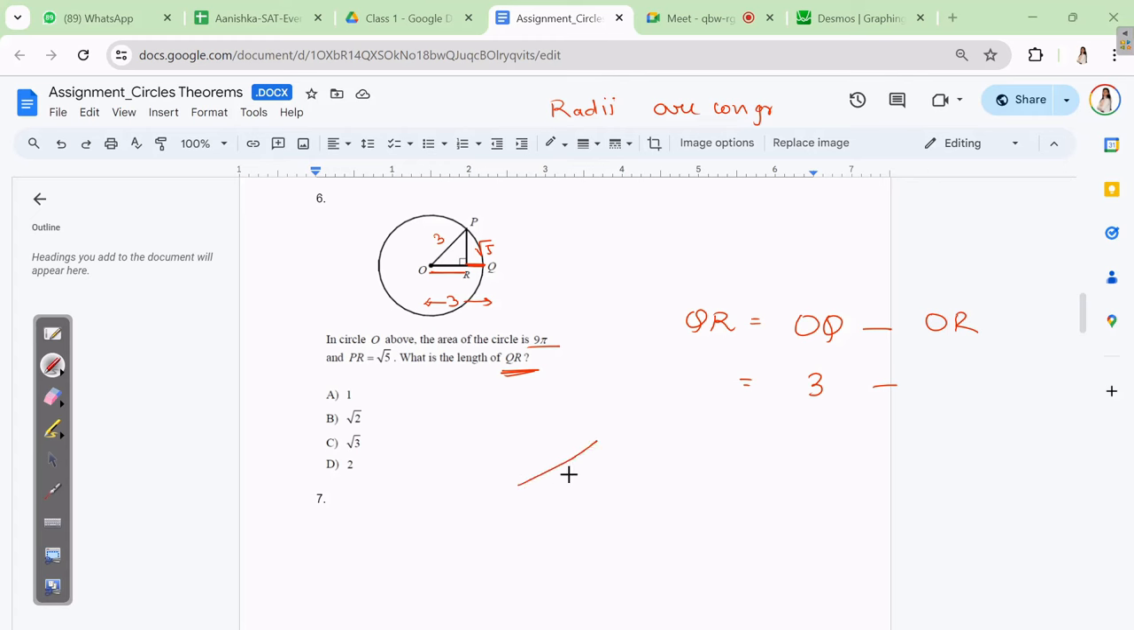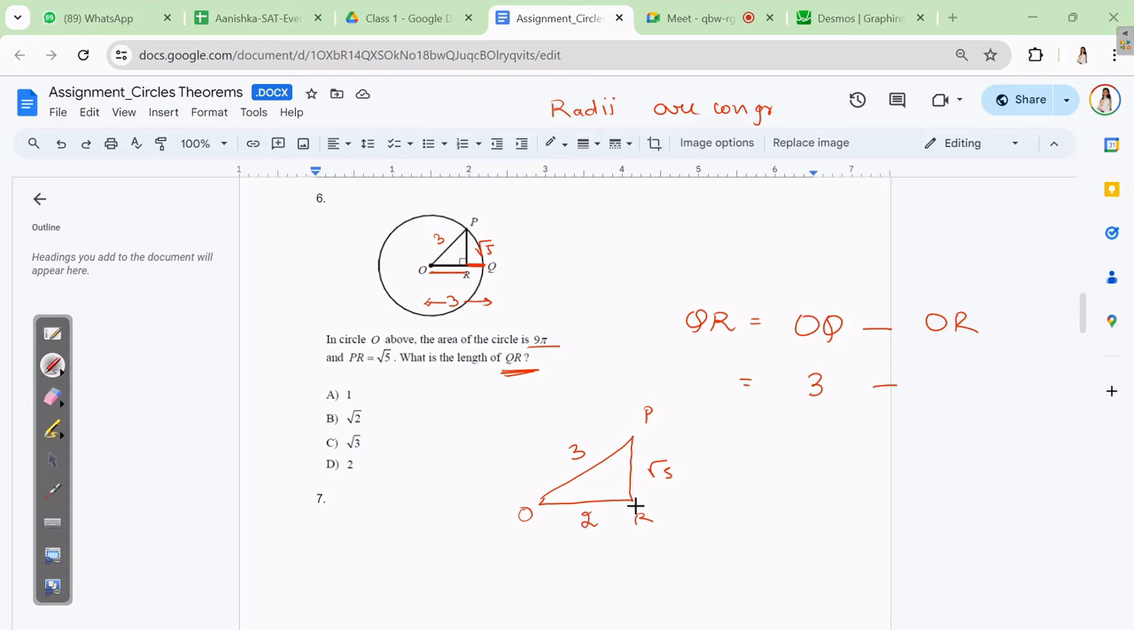And now, how can you find out OR in this triangle, Anishka? You know this is 3, this is root 5. How can you find out the missing leg? The Pythagorean theorem. Can you find out OR? I think it's 9 minus 5. It's 4, so it's 2. Yeah, that is 2.